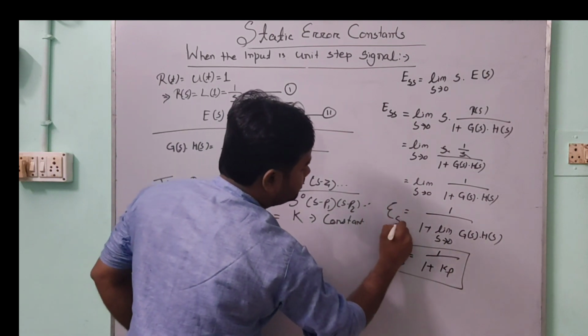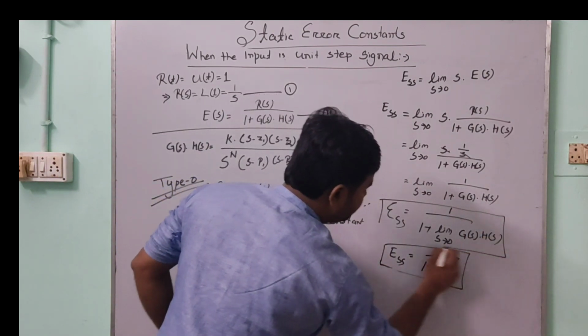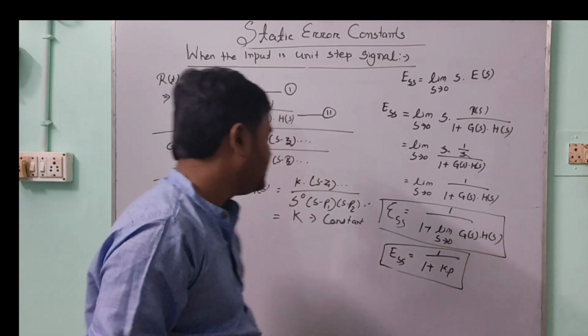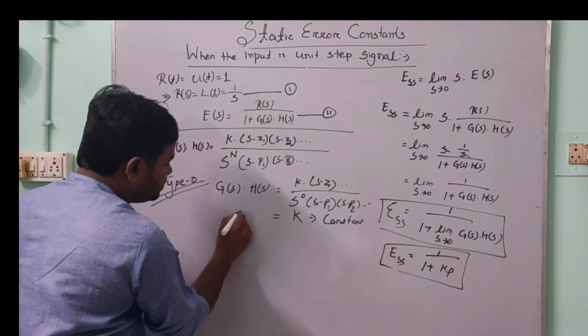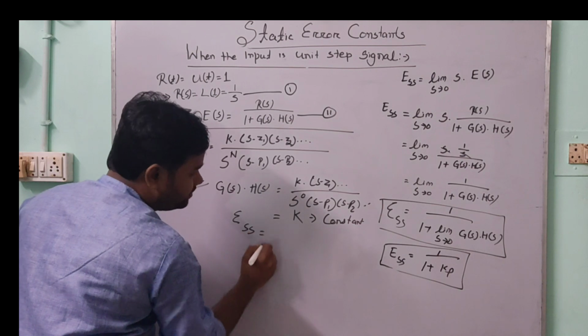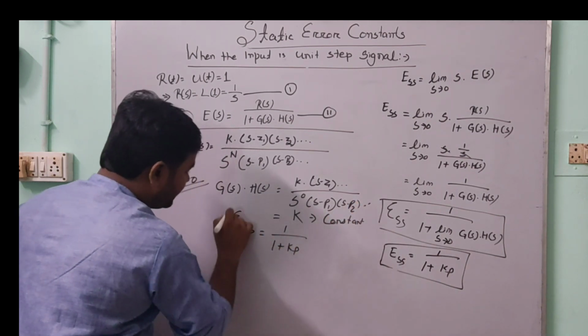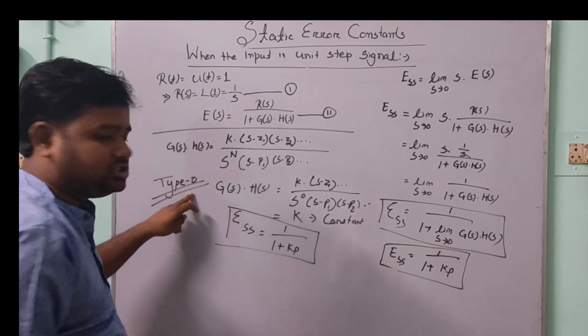So if we put here the value of limit s tends to 0, G(s) H(s) constant, then the value of ESS will be 1 divided by 1 plus Kp, and it is for a type 0 system.